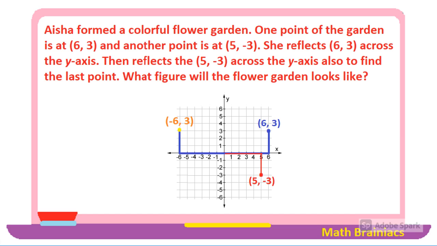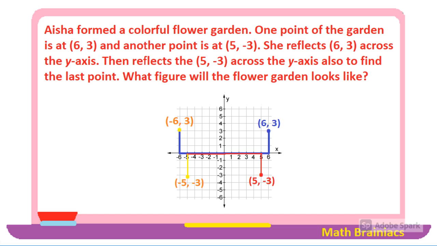The first point, which is 6, 3, will be reflected across the y-axis. Therefore, we will keep the y-coordinate and we will take the opposite of the x-coordinate. The opposite of 6 is -6. Accordingly, we will move 6 units to the left and 3 units up.